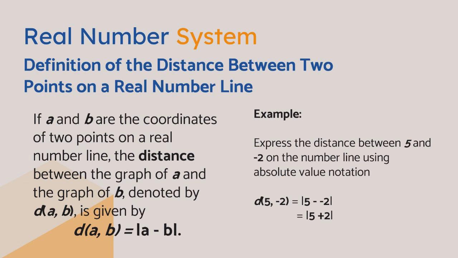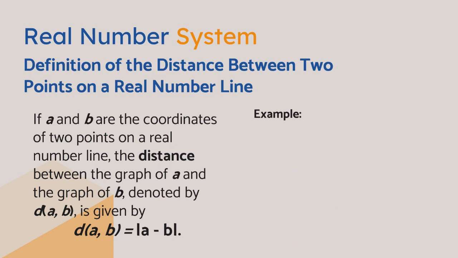So what's the absolute value of 5 plus 2? That's the absolute value of 7, which is 7. So the distance between 5 and negative 2 is 7 units.